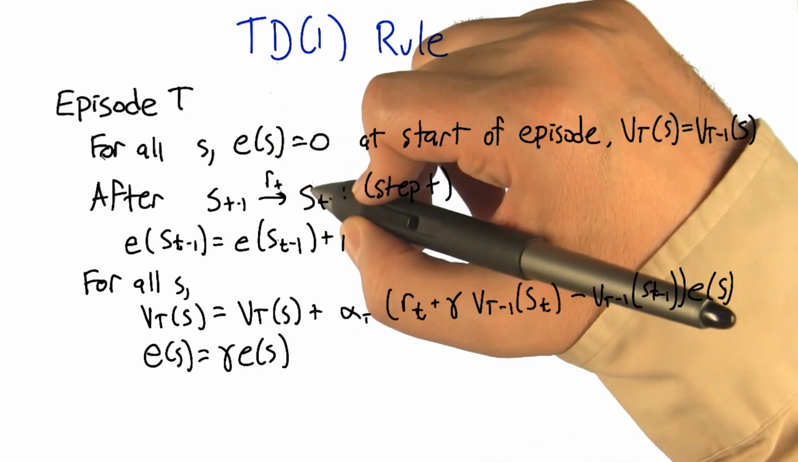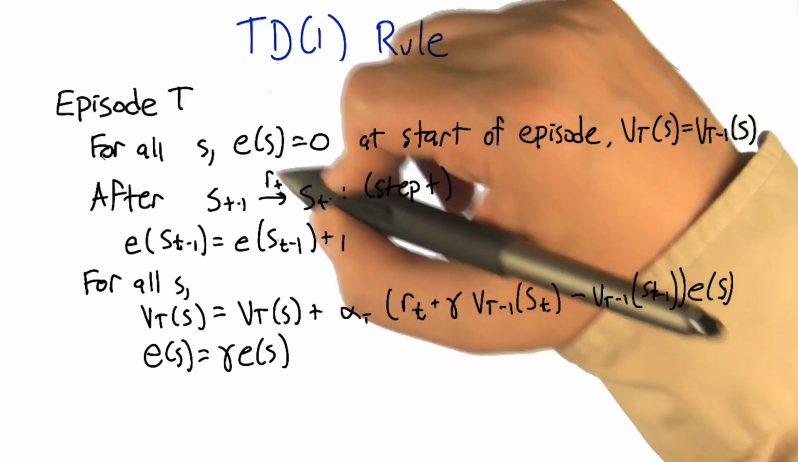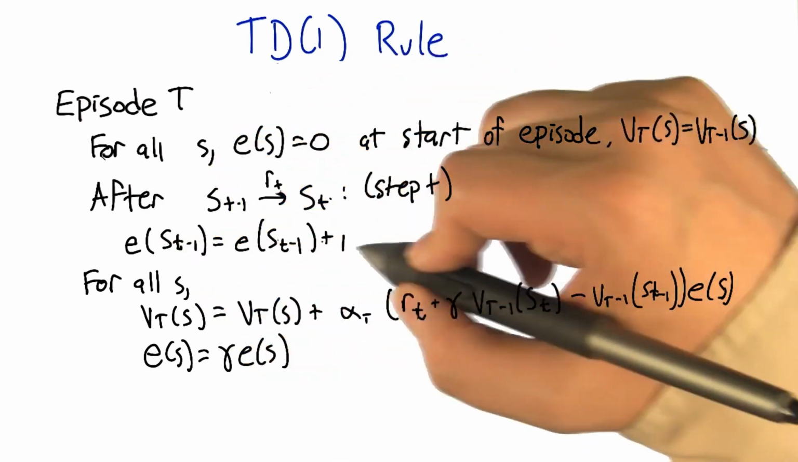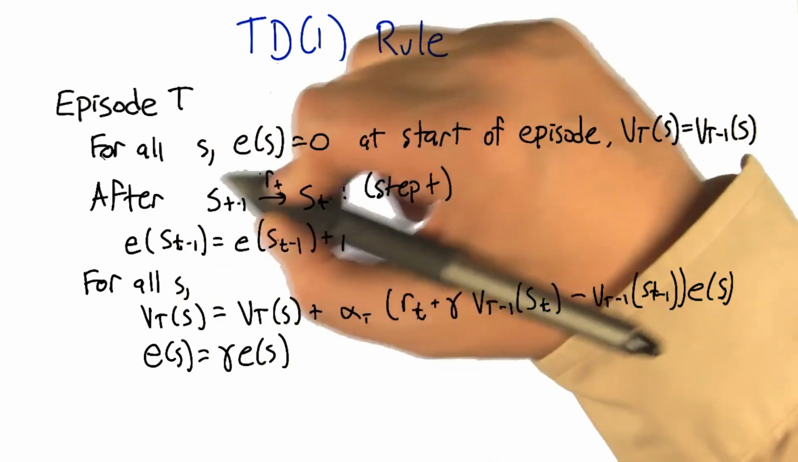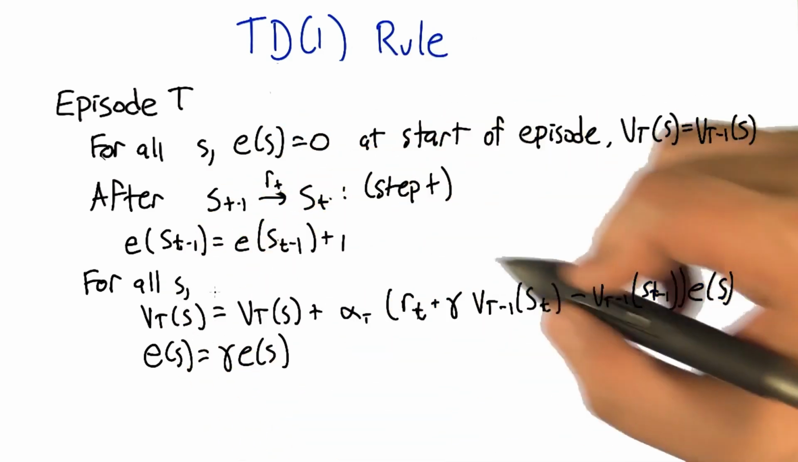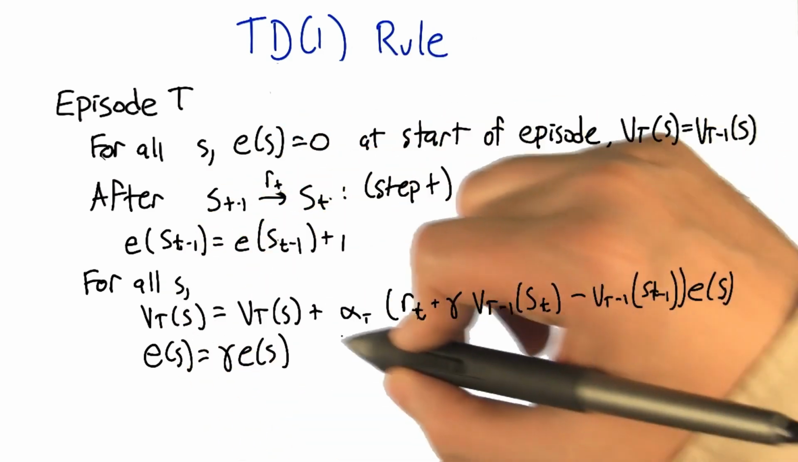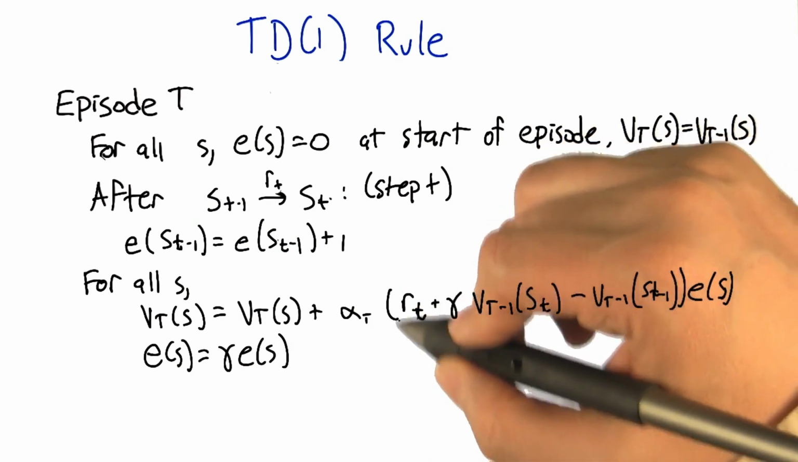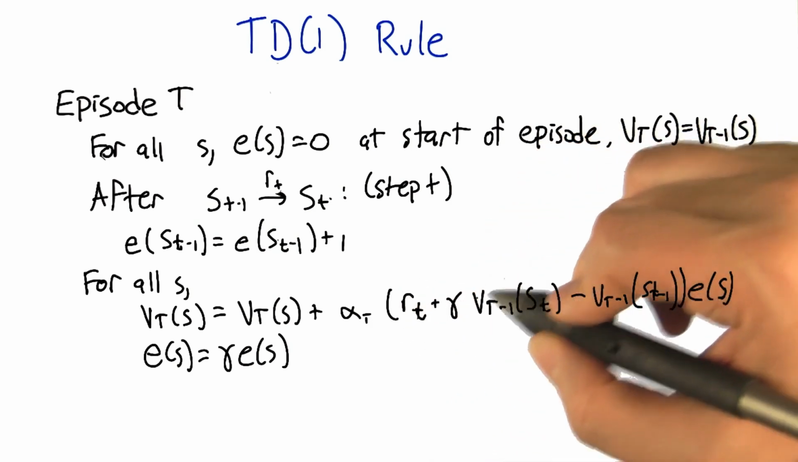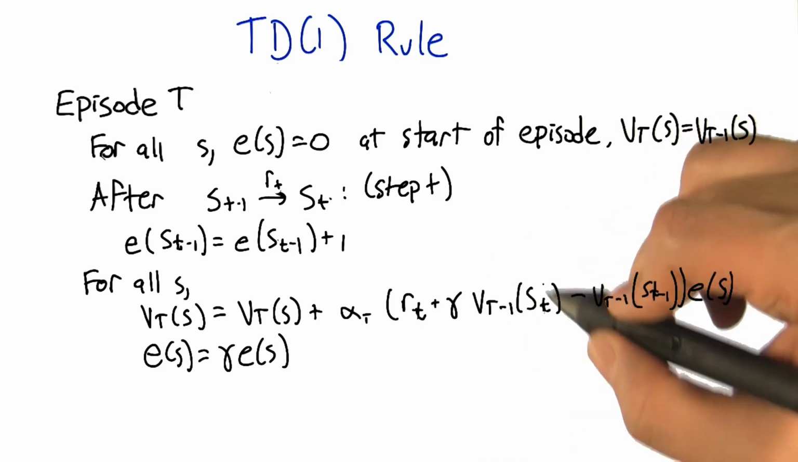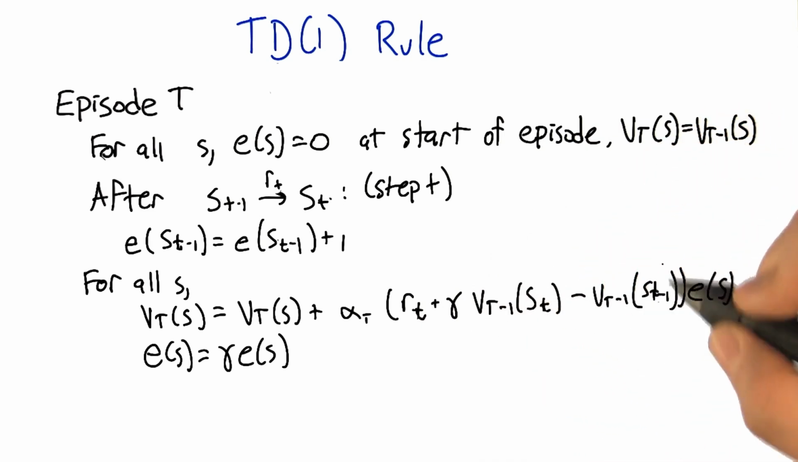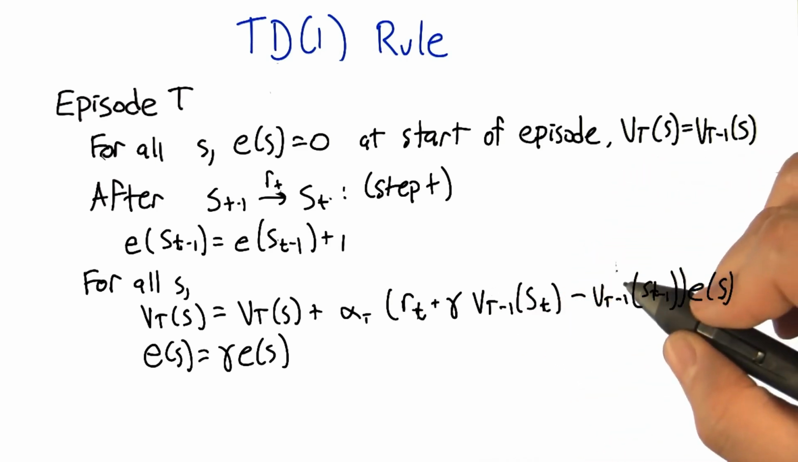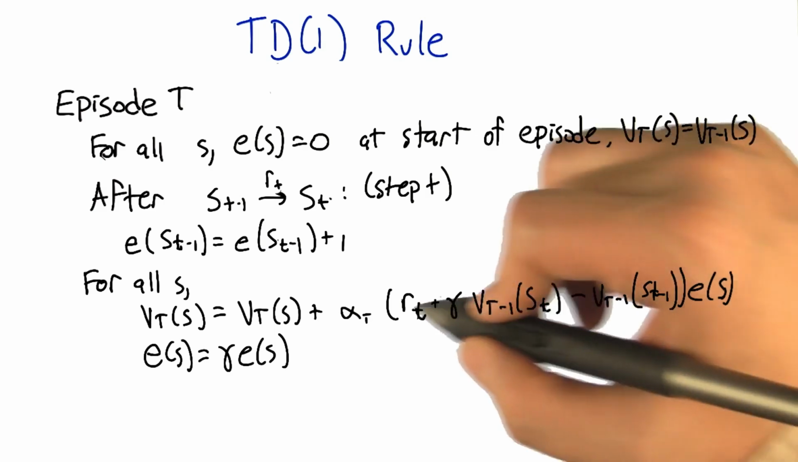So then each time we take a step within the episode, a step from some state s sub t minus 1 to some state s sub t, getting reward r sub t, what we're going to do is first update the eligibility of the state that we just left, then go through all the states, compute this one quantity, which is the same for all states. This is the temporal difference. This is the sum of the reward plus the discounted value of the state that we just got to, minus the value of the state that we just left. And we're going to use the values that we had from the previous episode. That's going to be our temporal difference.